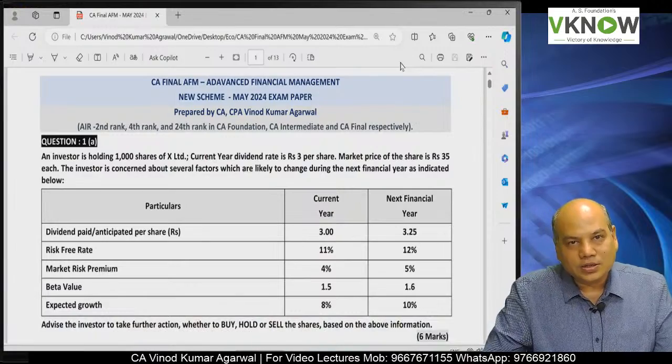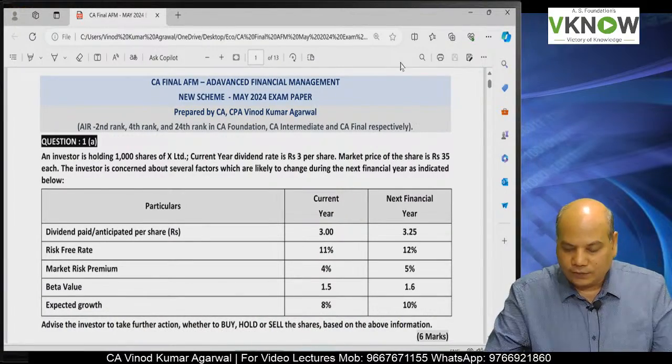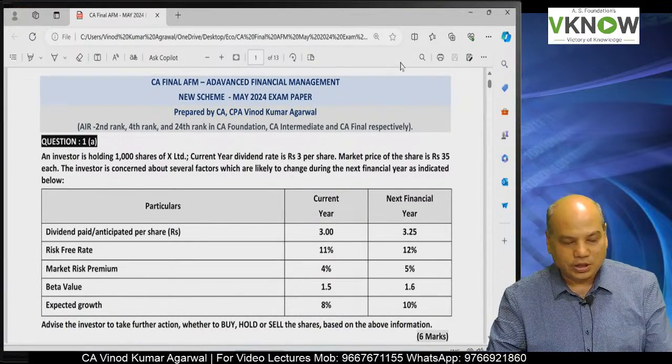My formula is MMM. More practice, more confidence and more marks in the exam. MMM. More practice, more confidence, more marks. Otherwise, you will be stuck in the exam. So let us start with the analysis and solution of the AFM paper for May 2024.